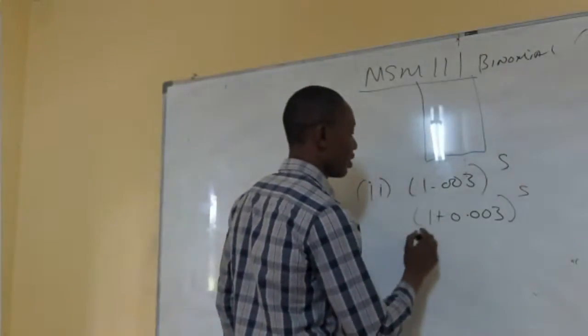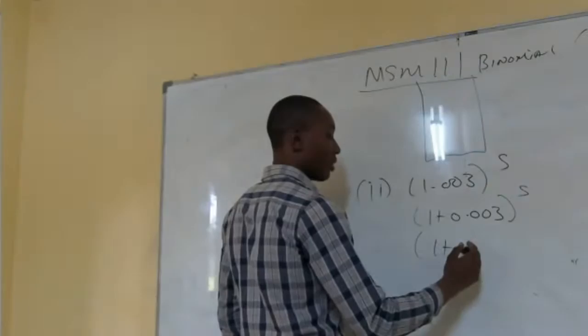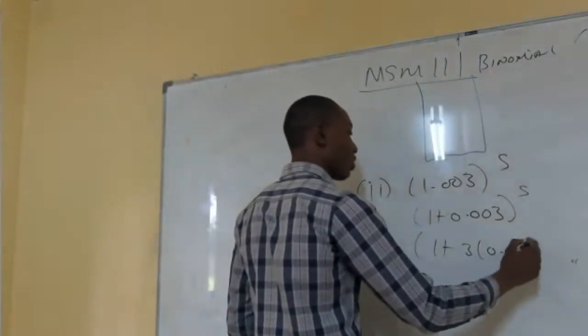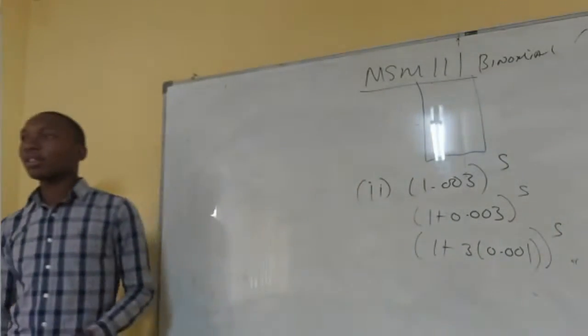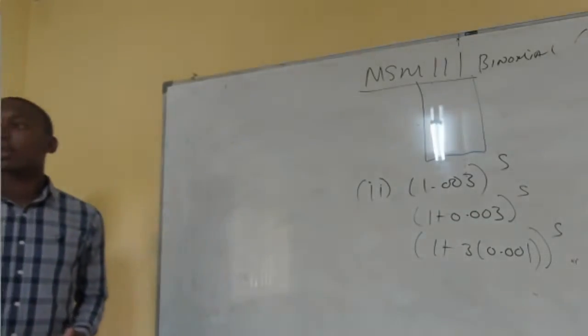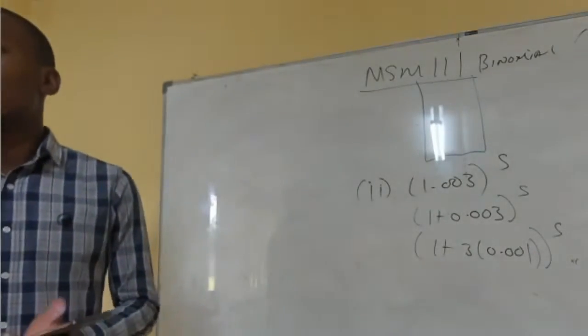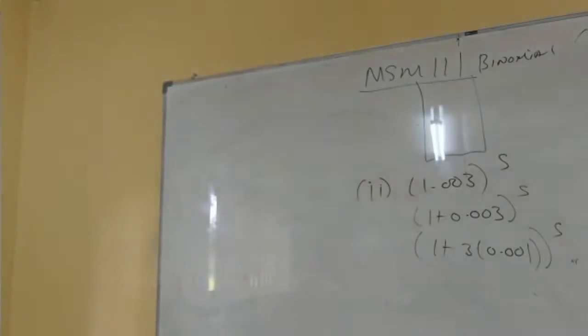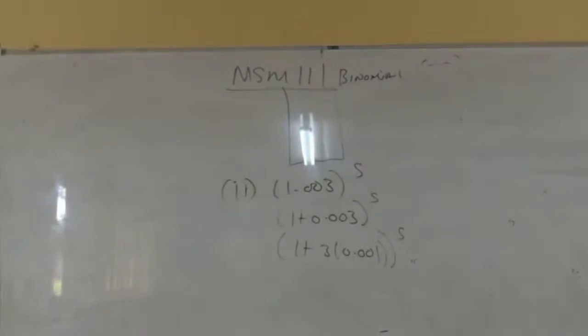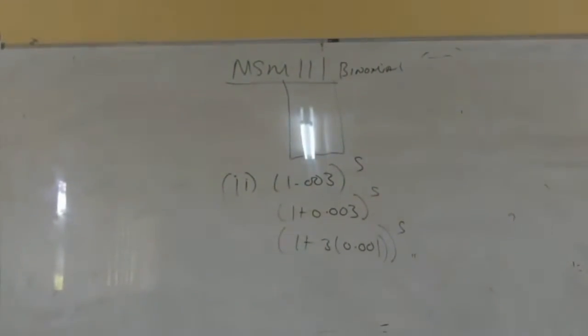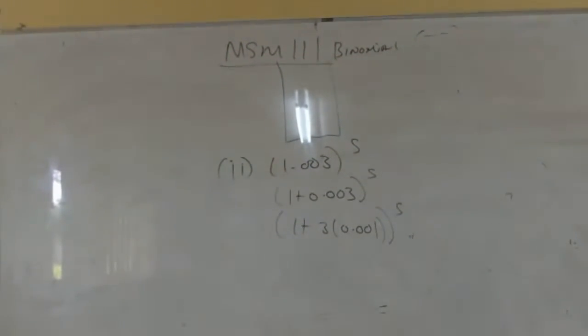You can factor out the 3 from here, so you have (1 plus 3 times 0.001) to the power 5. So this is what we have as our general expansion, and that is what we want. Okay, so what do we do now? We're going to do a similar thing to what we did before.